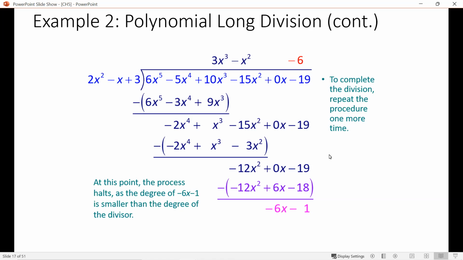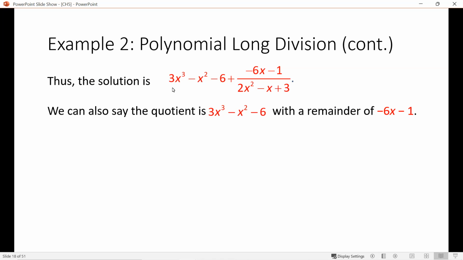So let's go back for a second. We can divide it by the 2x squared minus x plus 3, and we get the 3x to the 3rd minus x squared minus 6. But this piece, this negative 6x minus 1, remains to be divided. So what that looks like is we have that 3x to the 3rd minus x squared minus 6 plus the stuff that remains to be divided by our polynomial.